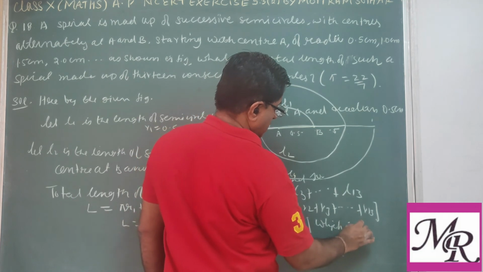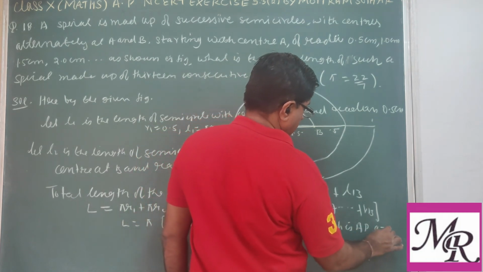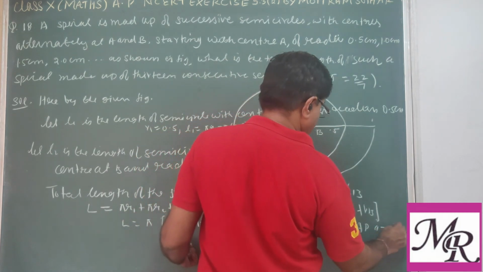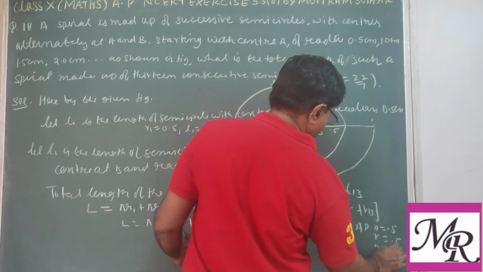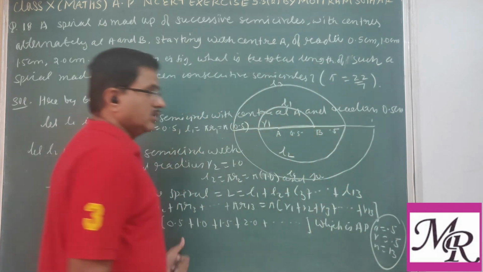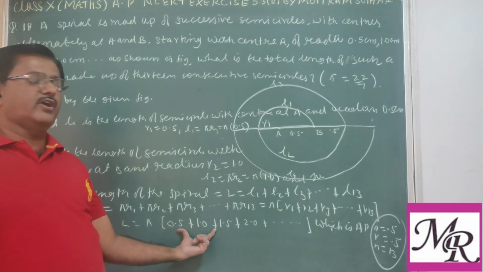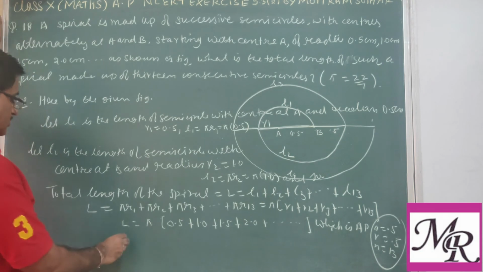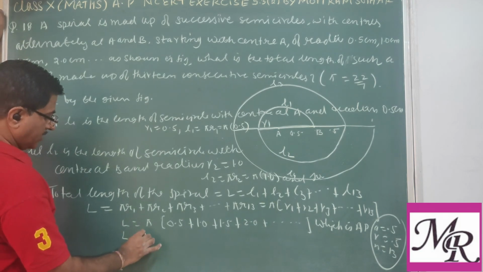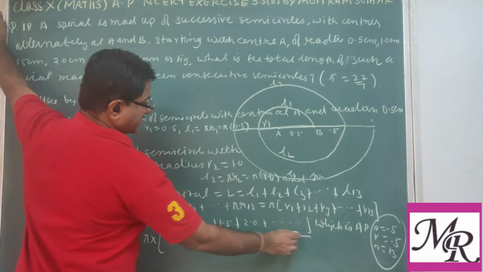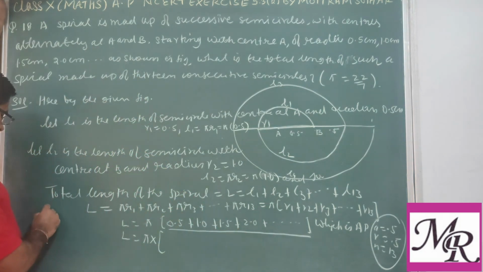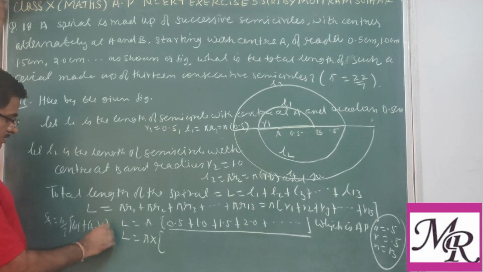This is an AP with a equal to 0.5, d equal to 0.5, and we want to find the sum of 13 terms of the AP. Pi is already a constant, which is given outside. Now here we use the formula of Sn, that is Sn equal to n by 2 into 2a plus (n minus 1) into d.